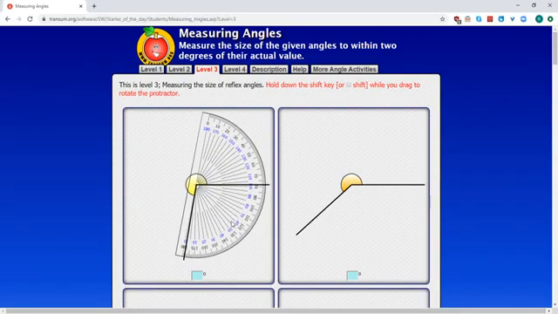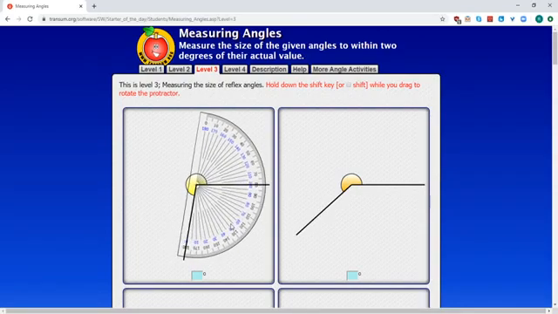So it looks like I need to move it a little bit. That looks about right to me, okay? So now I have this line, the protractor is about right where it should be. And then since it's this side of the protractor that is on the line, I have to use the blue numbers, because the blue numbers have zero at the start.